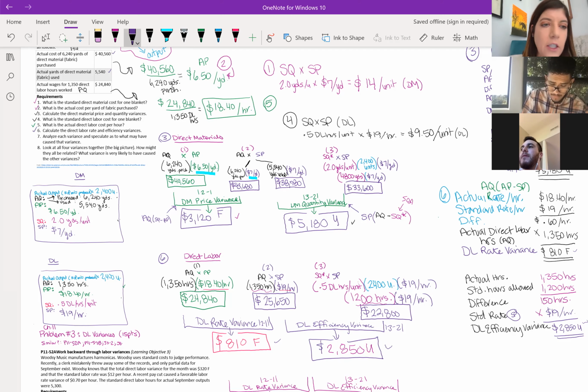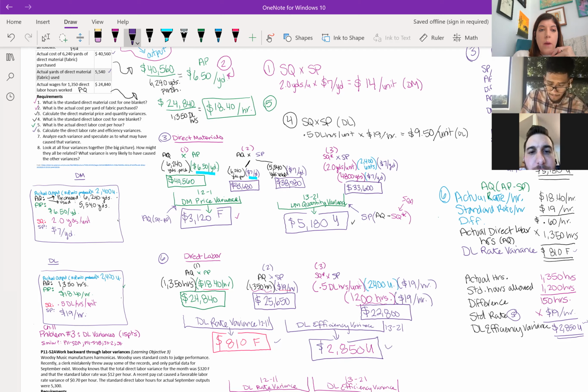Give you a second to digest that. And think about questions 7 and 8. So 7 is analyze each variance and speculate as to what may have caused that variance. 8 is look at all 4 variances together. Big picture, how might they all be related? What variance is very likely to have caused the other variances?